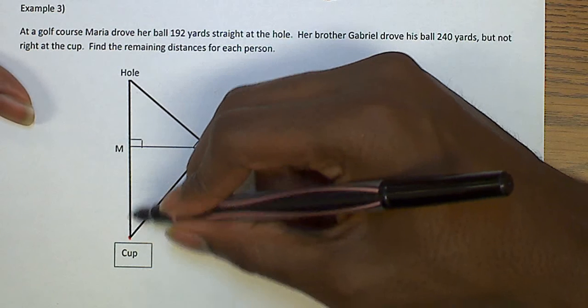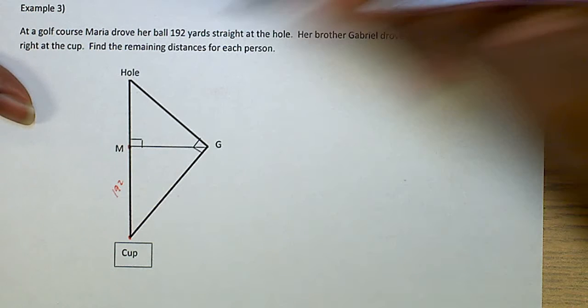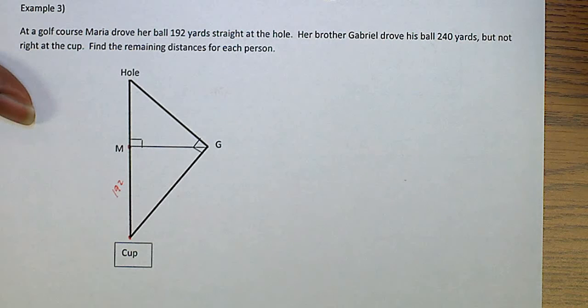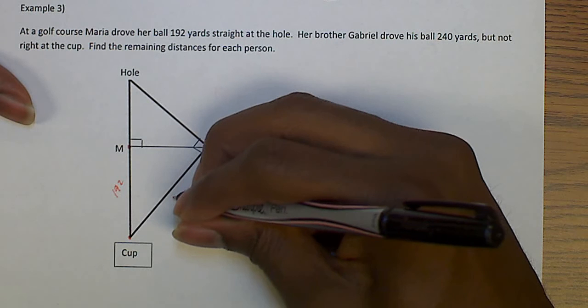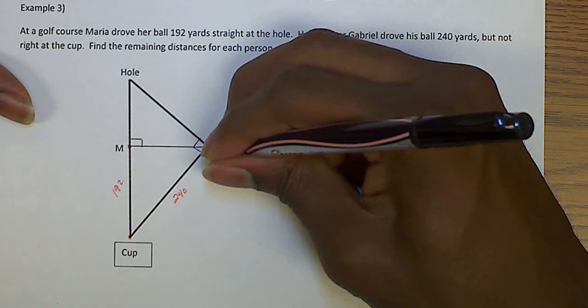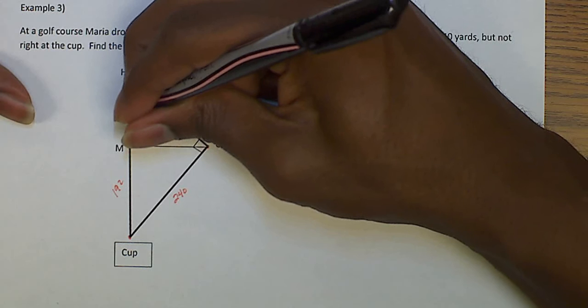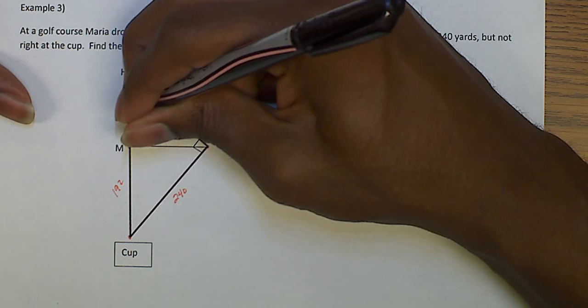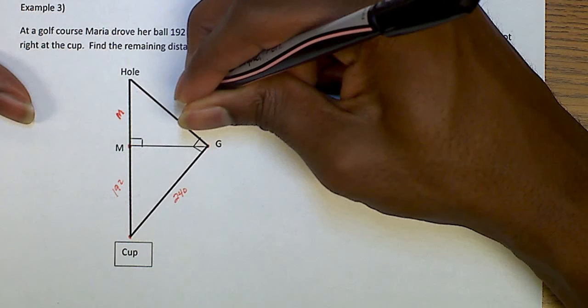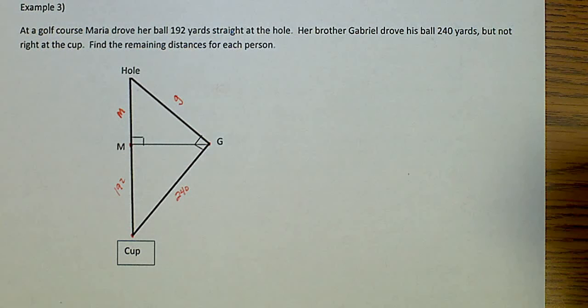So Maria drove it 192 yards and landed there, where the M is. Gabriel drove it 240 yards, ended here, and we want to know how much further they both have to go. So I'm going to put M for Maria, maybe a lowercase m since we already have a capital there. We'll put G for Gabriel. Alright, so those are my two variables.